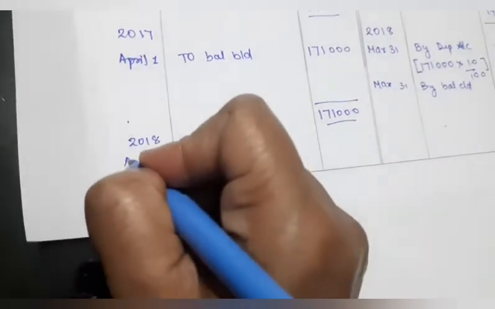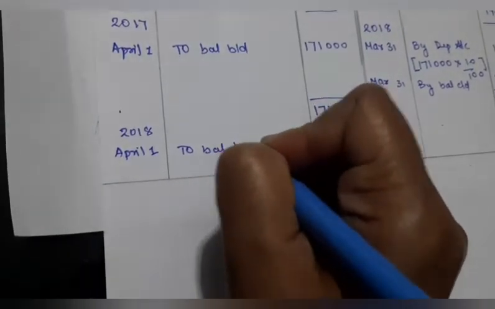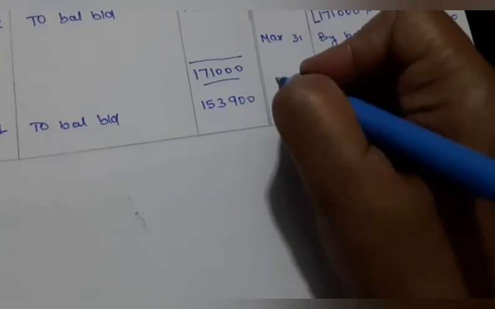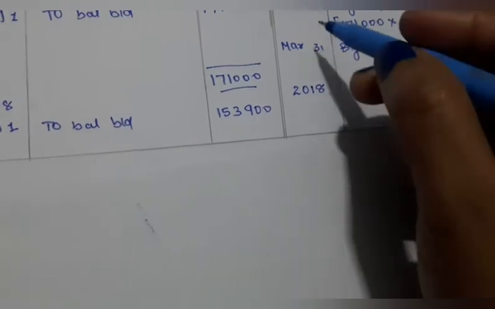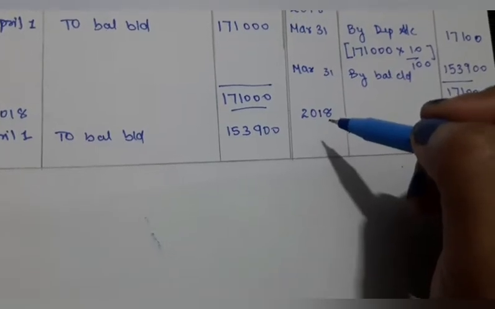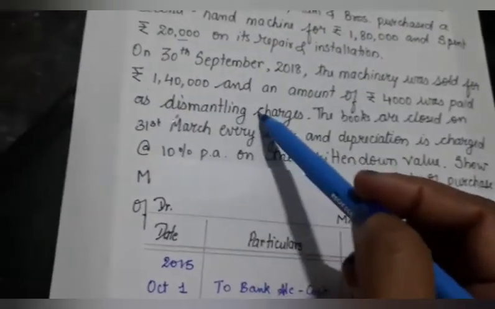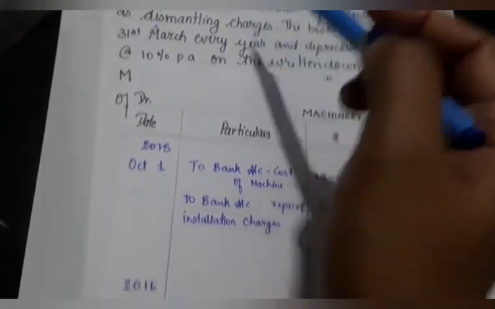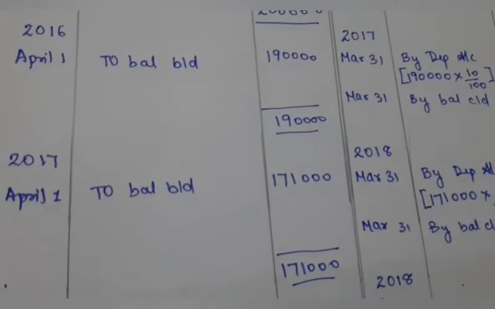Okay, now the next new financial year is 2018. Again April 1. Write down to balance brought down. The amount is 1,53,900. Then we have 2018. Do you know why I wrote 2018 again? Actually the financial year was 2019, isn't it? But what is mentioned here? On 30th September 2018 we are selling this machinery. So we have to record the sales entry. Okay, so let us see how to pass this entry.